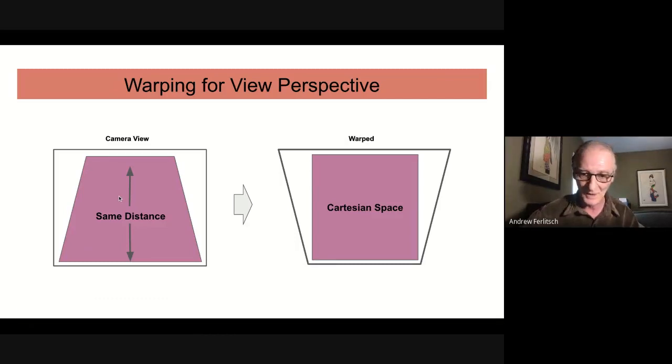And so what we want to do is, if we know this volume, and we know the angle of the camera, we can warp that into a Cartesian space. So it's important to remember, and we'll talk about it a little further down, the ability here to warp that camera view into a Cartesian space so we can do the social distancing calculations.